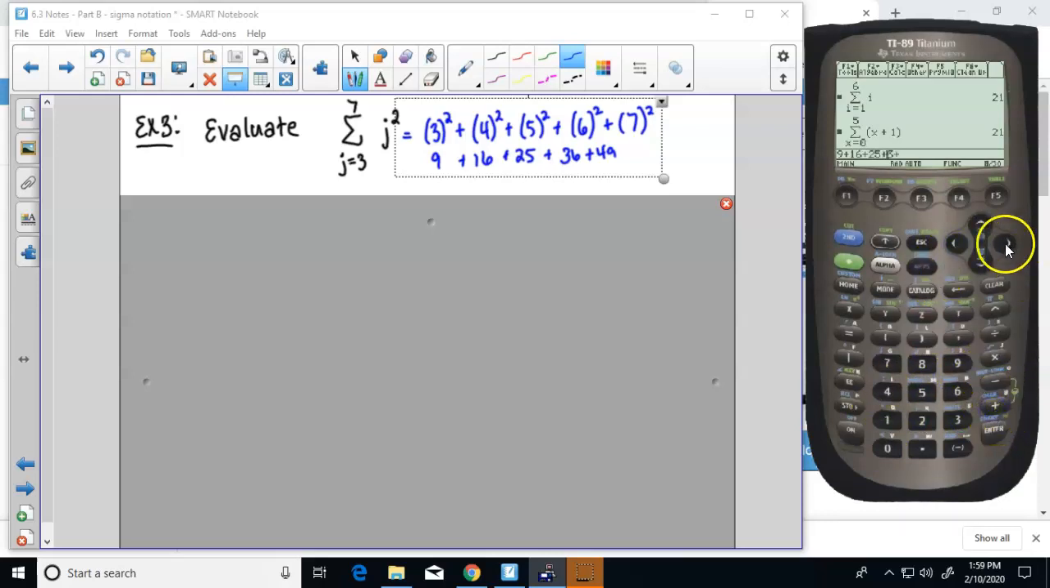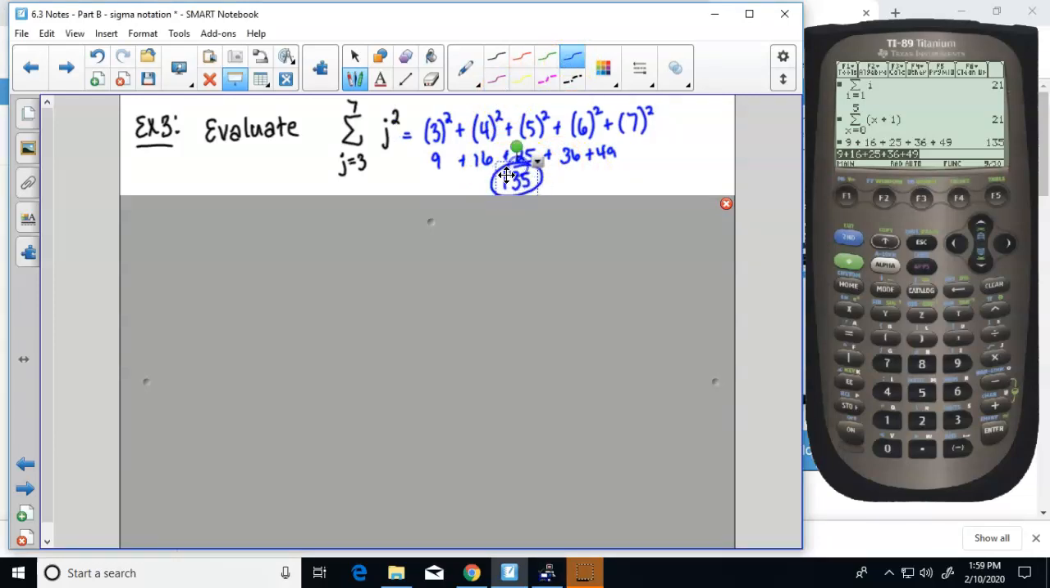I'm typing them in wrong. I might be better off just doing it by hand. And we get 135 for that one. Okay, questions? All right, let's do another one.